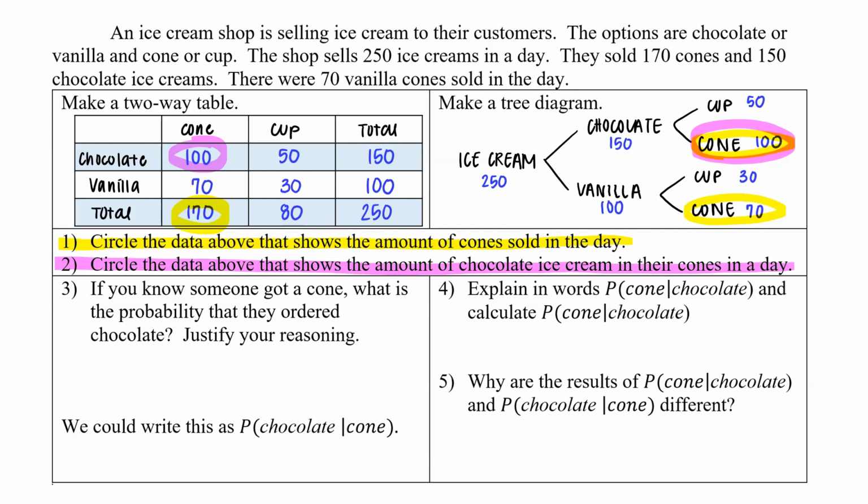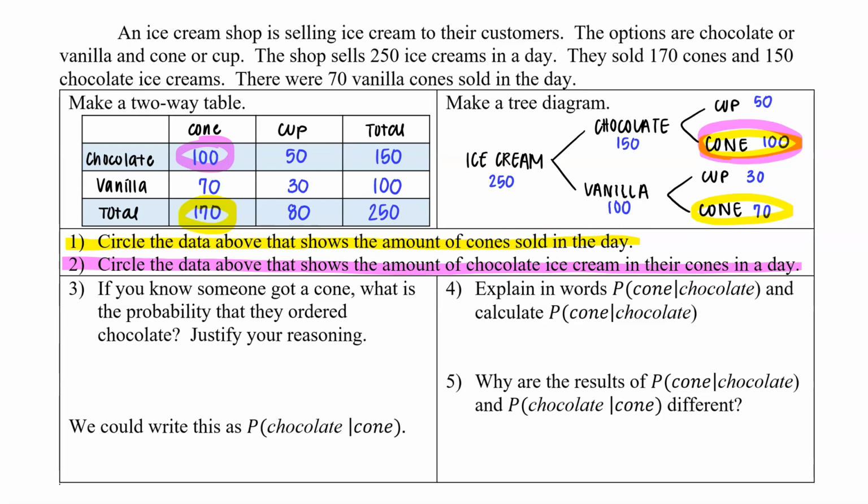Number 3, if you know someone got a cone, what is the probability that they ordered chocolate? Justify your reasoning. This is an example of conditional probability. The condition, or the event that has already occurred, would be that this person got a cone. We no longer are looking at the entire 250 ice creams that were sold that day. Now we are looking at the 170 people who got a cone. And of the 170 who got a cone, 100 of them ordered chocolate. So the probability would be 10 out of 17.